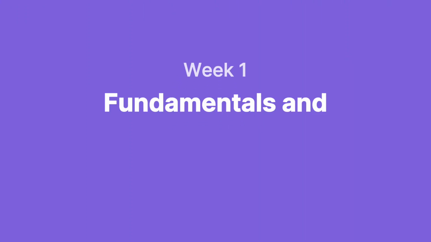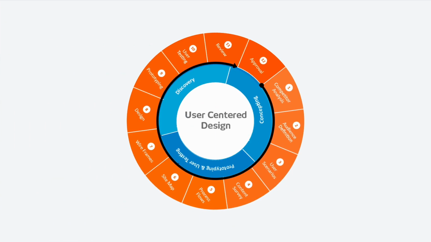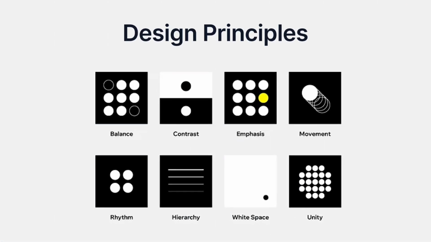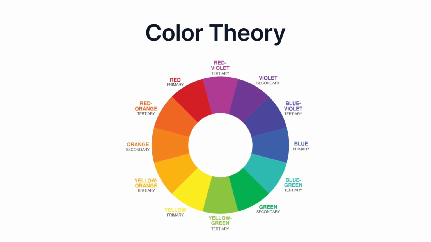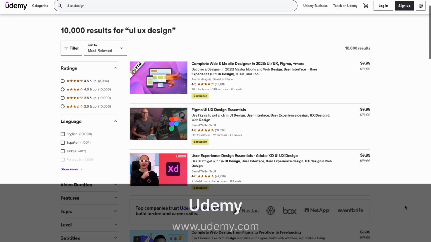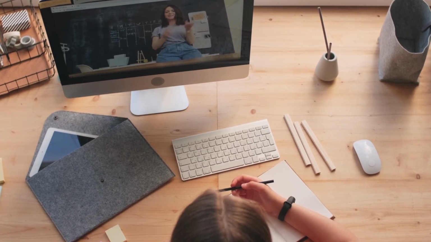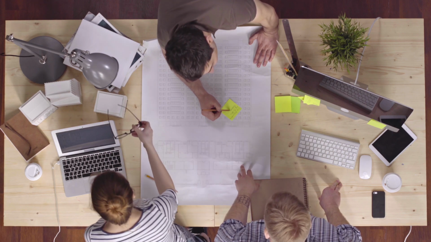Week 1. Fundamentals and Design Principles. The first step to becoming a UI/UX designer is to understand the fundamentals of the field. This includes learning about things like user-centered design, design principles, typography, color theory, and layout. There are a lot of great resources available online and in libraries such as Interaction Design Foundation, IDF, Udemy, Coursera that can teach you these fundamentals. Study examples of well-designed interfaces to understand the fundamentals.